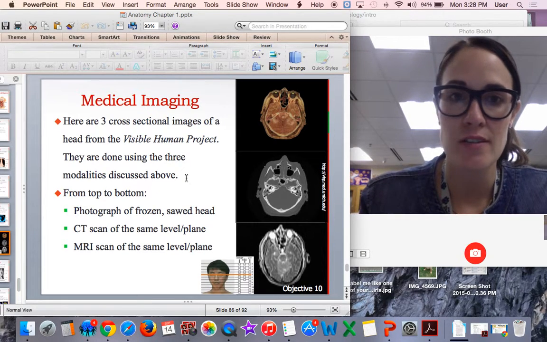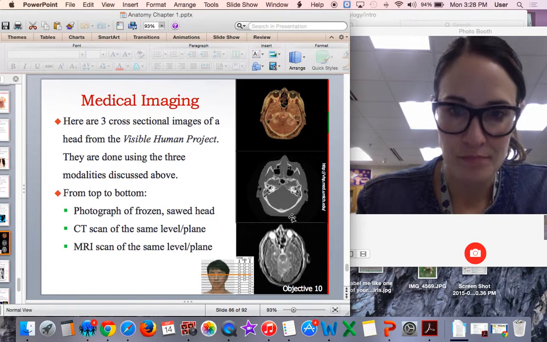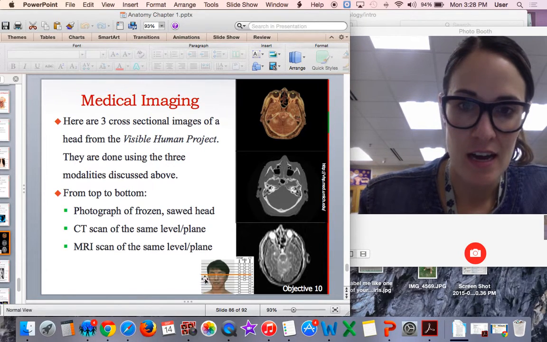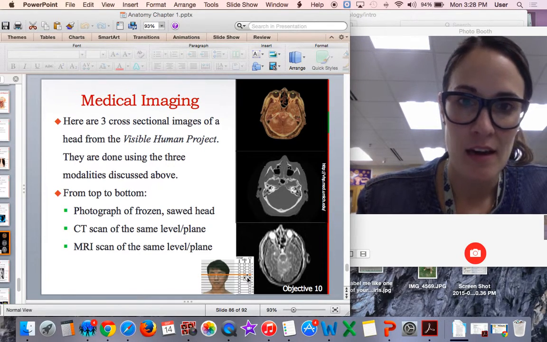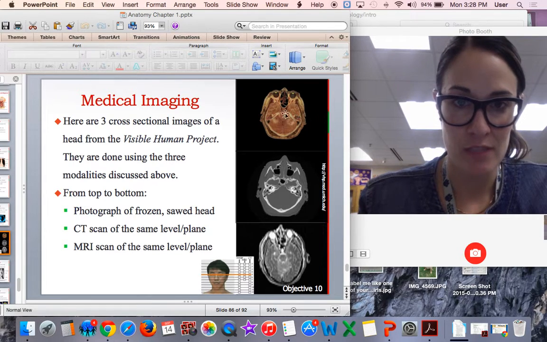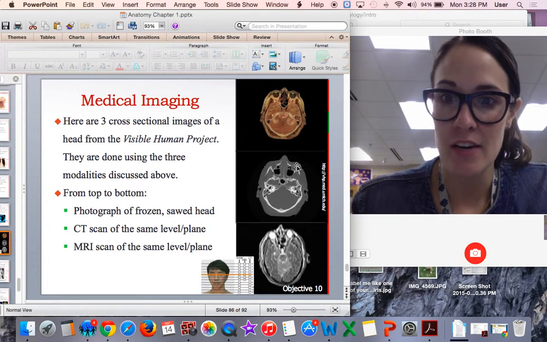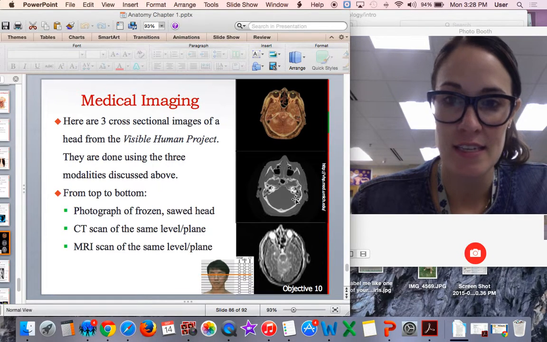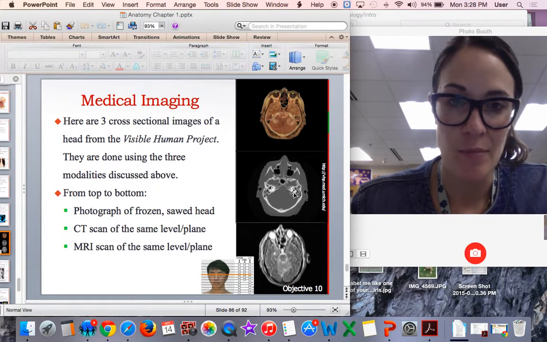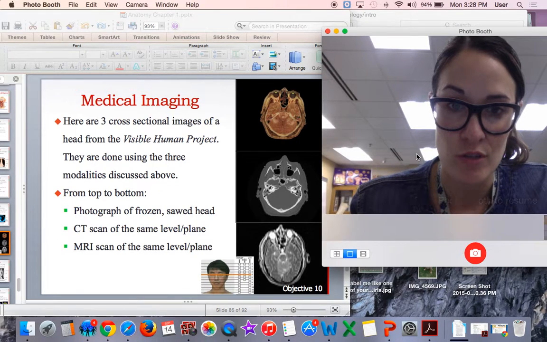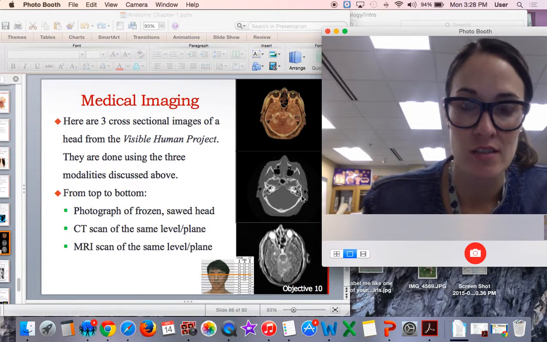So here's a cool picture. I think you can see where they cut a cadaver skull. This is just a picture of the inside where the brain would sit, and you can see the orbital sockets and the nasal area here. Here is a CT scan at that same level plane. It shows a lot of the bone structures, the internal bones. You've got some cool bones in your skull. This is the sphenoid bone that looks like a butterfly.